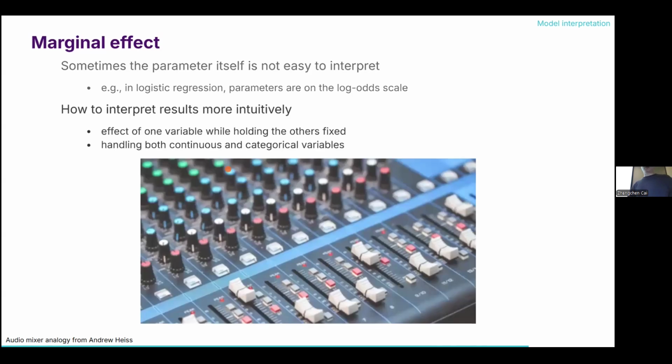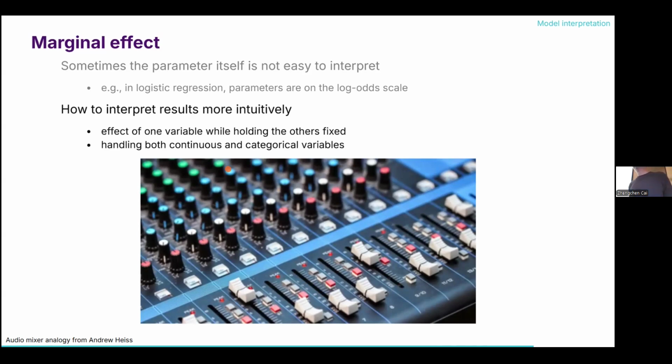So what we do is we use this concept called marginal effect. As we all learn from probably science course in primary school, if you want to know the effect of one variable, you fix all the others, right?